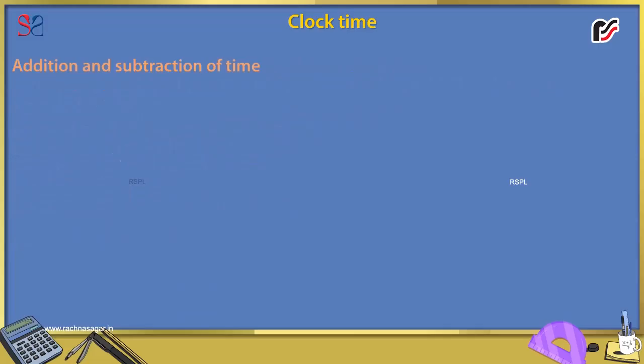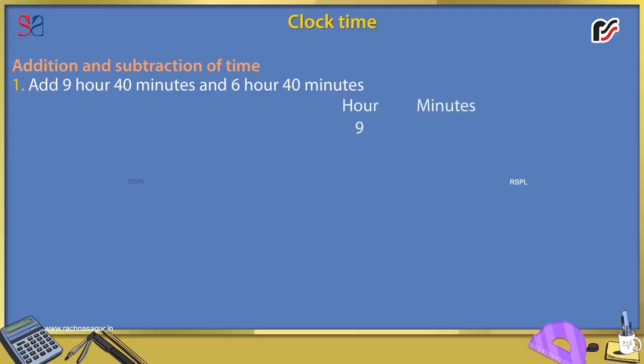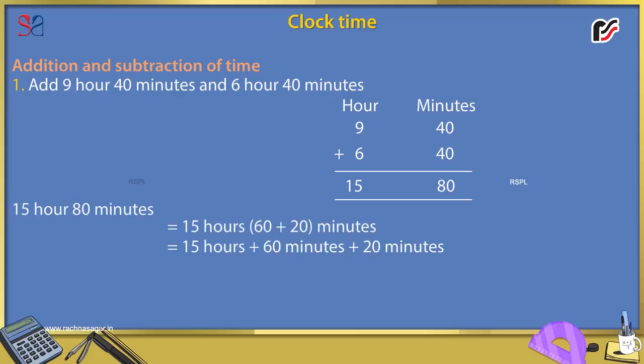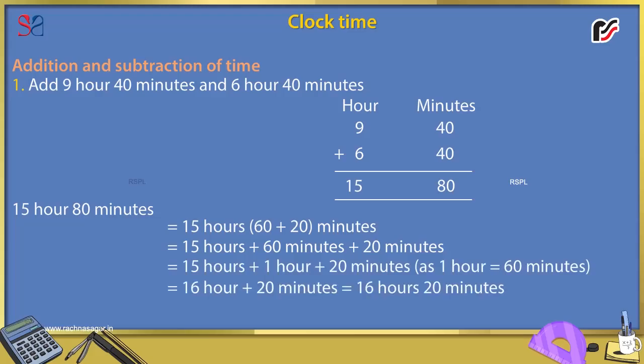Addition and subtraction of time. First, add 9 hours 40 minutes and 6 hours 40 minutes. 9 hours 40 minutes plus 6 hours 40 minutes is equal to 15 hours 80 minutes. 15 hours 80 minutes is equal to 15 hours plus 60 minutes plus 20 minutes, which is equal to 15 hours plus 1 hour plus 20 minutes, as 1 hour is equal to 60 minutes. This is equal to 16 hours 20 minutes.